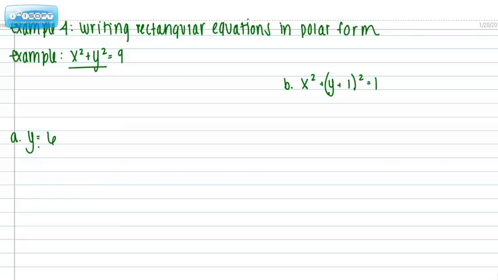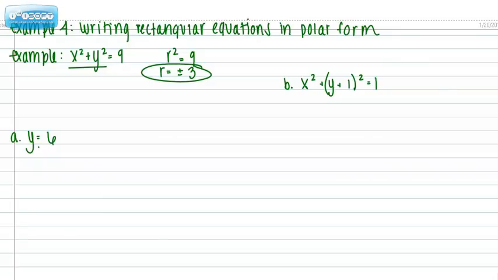So going back to some of the substitutions from the previous video, I know in this case I can make a substitution for x squared plus y squared, which is r squared. So I have r squared equals 9. If I'm looking to get r by itself, I know I can take the square root of both sides, so I should get r equals plus or minus 3. So in this case, this r equals plus or minus 3 would be the polar form of the given equation.